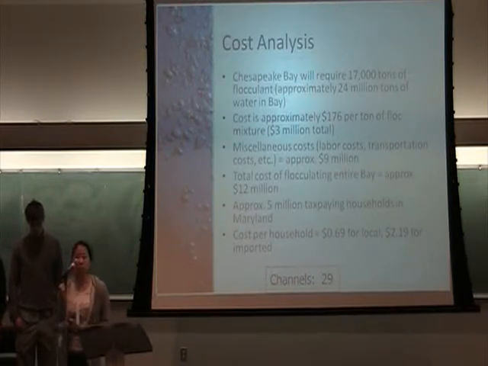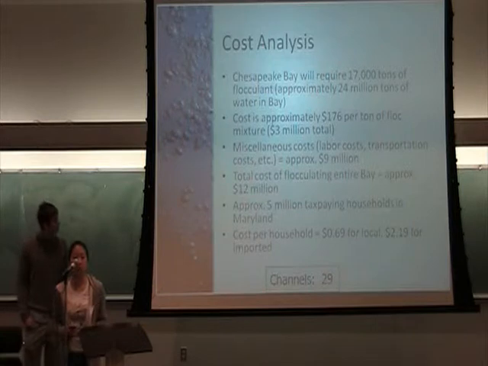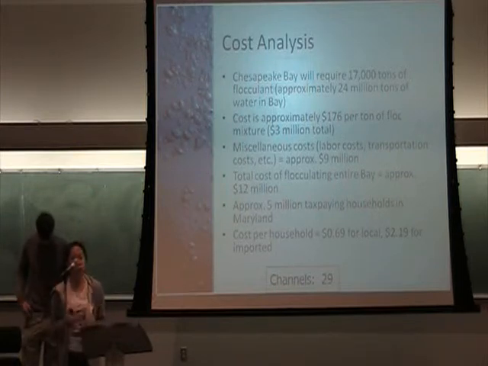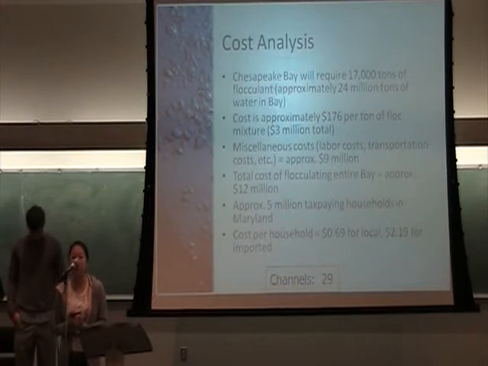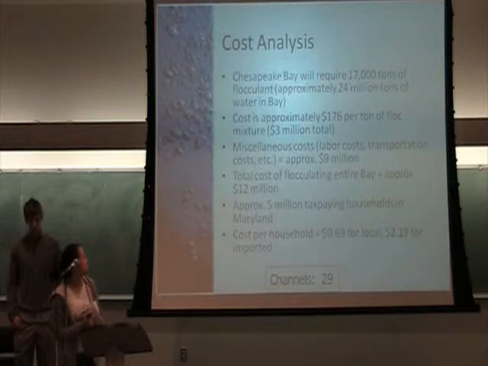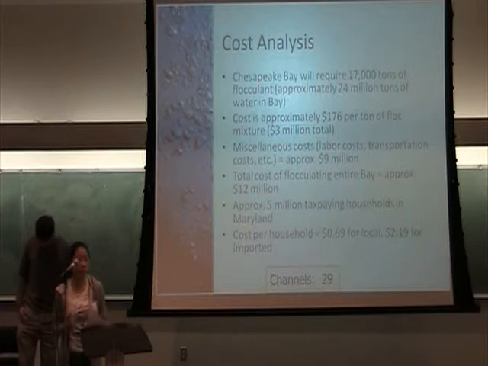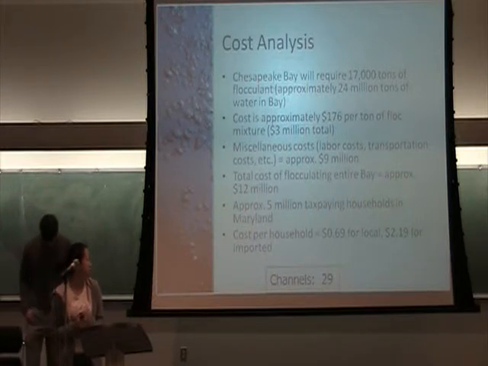So the next thing we did was figure out how much exactly of this flocculation material we need. We found out that the Chesapeake Bay is approximately 24 million tons of water. We used the base cost of the clay and other materials and scaled it up. So the whole cost will be around $9 million. We found that there are 5 million tax-paying households in the state of Maryland, divided it up, and found that there's approximately 69 cents for local clays for each household and $2.19 for imported clays.